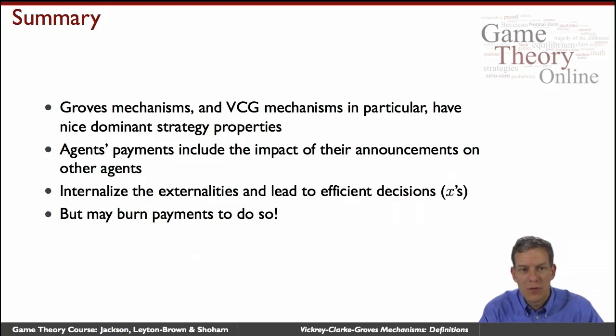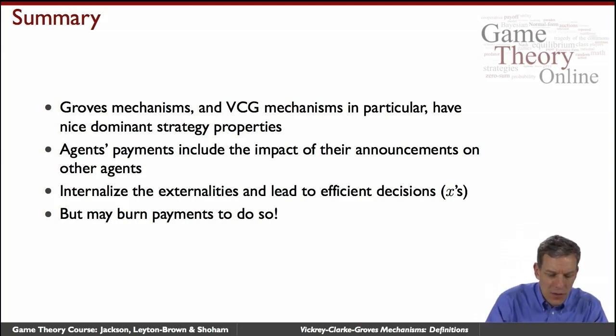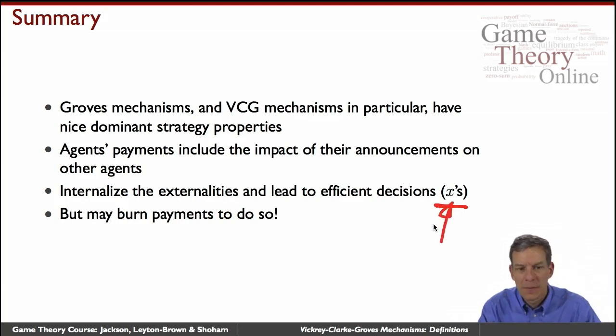But in terms of summary here so far, what have we got? Groves mechanisms, and a special class of those, the pivotal mechanisms or VCG mechanisms, have really nice properties in terms of incentives. Truth is always a dominant strategy. The agent's payment rules basically align their incentives with the society in terms of making sure that they're taking into account their impact on other individuals' preferences and utilities, and therefore we end up with efficient outcome choices. So that leads people to internalize the externalities and leads to efficient choices over the X's.